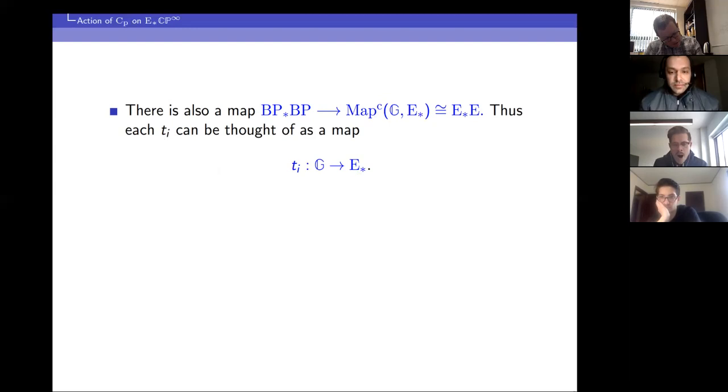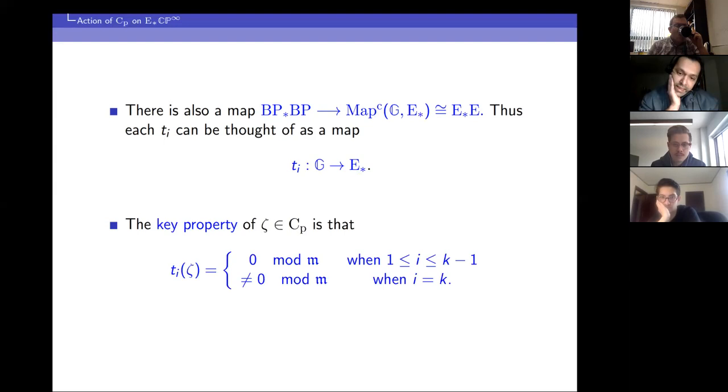The key property of this zeta, the generator of C_p, is the fact that t_i of zeta is zero modulo the maximal ideal if i is between 1 and k minus 1, and is a unit if i is equal to k. This is connecting the generator of C_p to t_k. So this is the first connection.